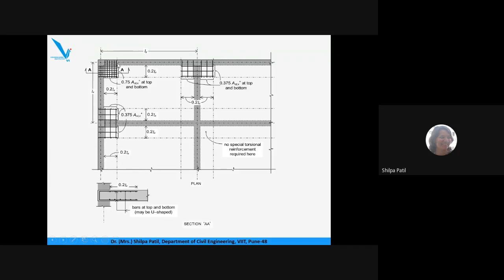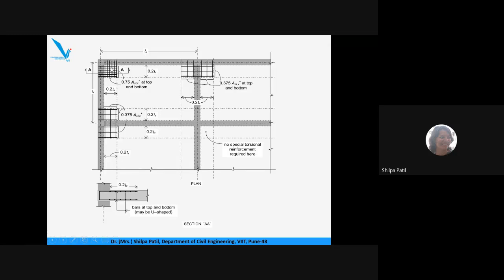Its area will be 0.75 times ASTX. Okay, and for what length is this to be given? As per the clause, it is 50% of the shorter span. So it is 0.2 of LX. Okay, 50% of the short span. So this distance must be 0.2 LX. Similarly, this distance must be 0.2 LX. And for this much length, the torsion reinforcement is provided.